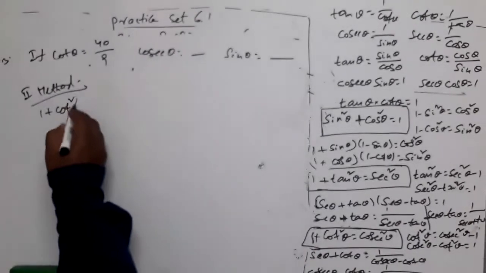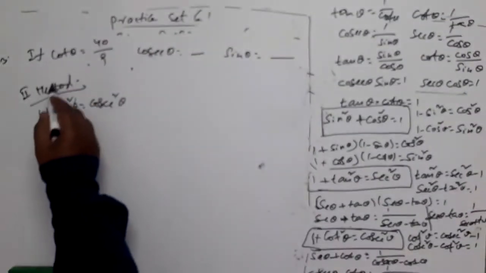What is second method? Using trigonometric identities. Tell me which identity will be useful in this context. Yes, in this case cot theta value is given, so which identity will be useful? Third identity, right? 1 plus cot square theta is equal to cosecant square theta, because cot is involved here. So let us start there.